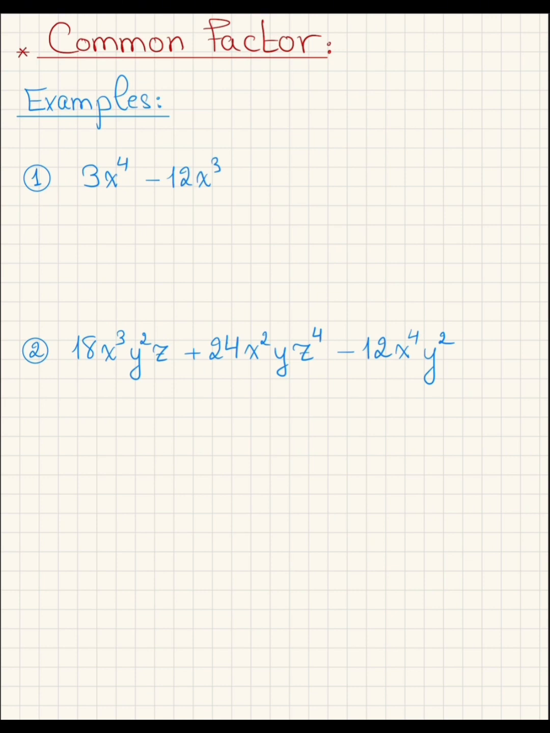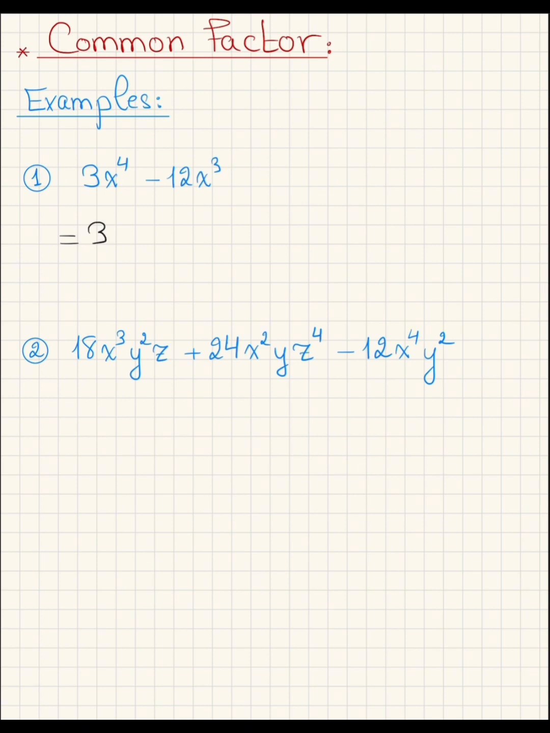In number 1, for example, I have 3x to the power of 4 and 12x to the power of 3. I first start with the numbers. So I have 3 and I have 12. Is there any common factor between 3 and 12? In other words, is there a common divisor between 3 and 12? The answer is yes, it is 3. And I repeat, it doesn't only have to be a common divisor, it must be the greatest possible common divisor in the expression. And in this case, again, it is 3. So the common factor between the numbers is 3.